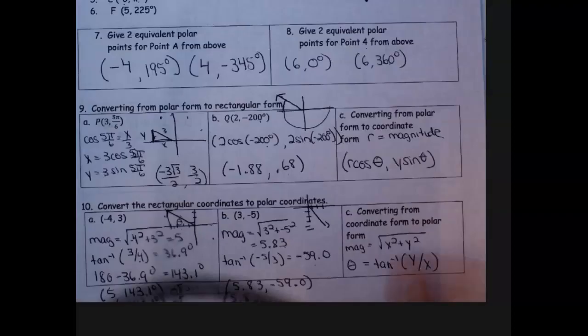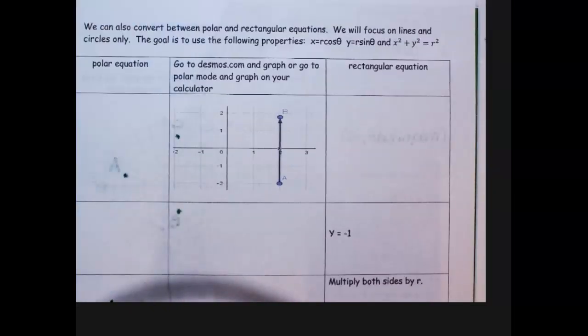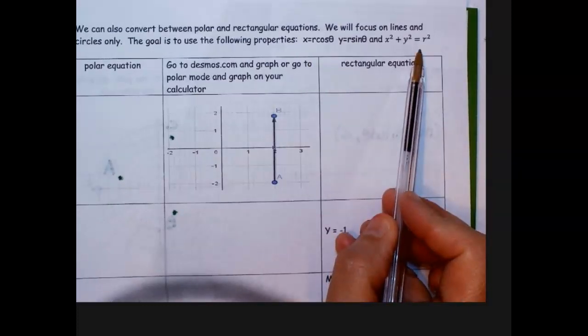Okay, the last piece is now, so we've been flipping back and forth between points that are polar, points that are coordinate. We can actually do the same thing with equations. So a few examples to look at here, and here's a few substitutions. Again, all of these are on the back of that formula sheet as well.